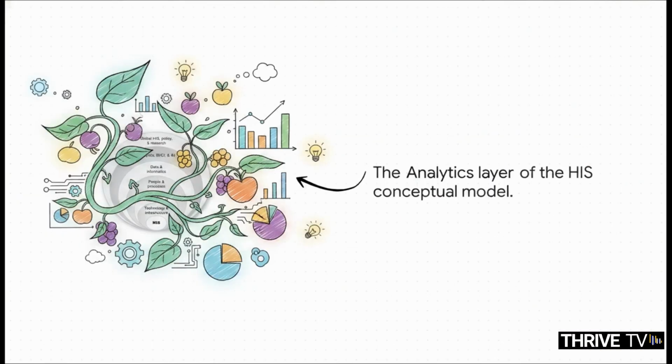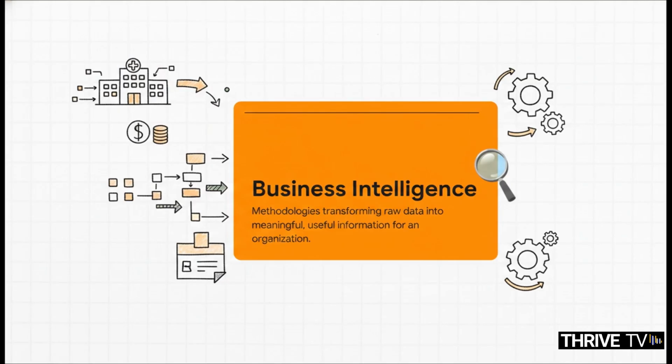Section 4. Analytics, BI, and CI. Moving right along into the analytics layer of our model. This is where things get really exciting because we finally start harvesting the fruits of our labor. All that foundational tech and process design we just talked about, this is where it pays off. Let's kick this off with business intelligence, or BI.